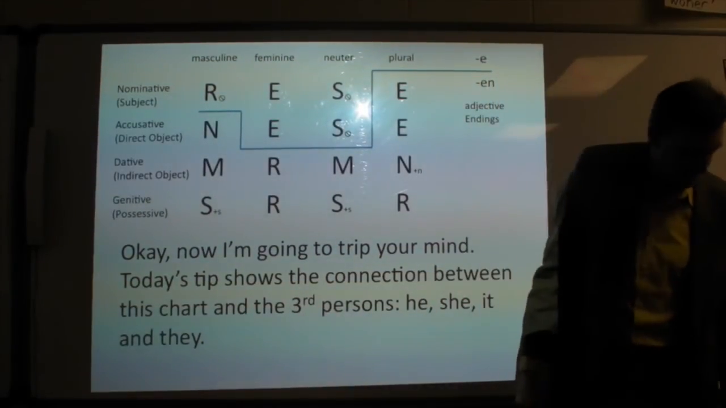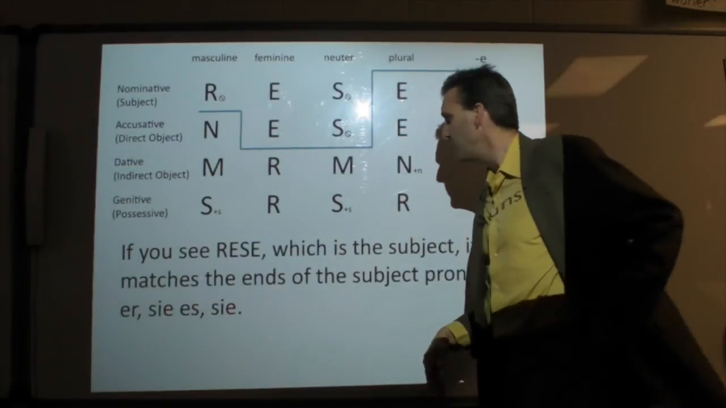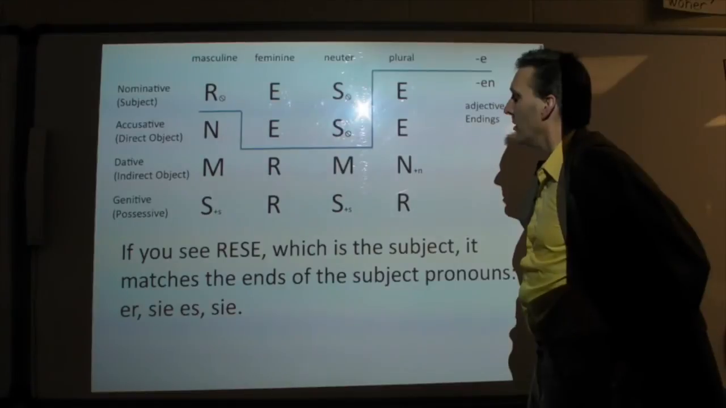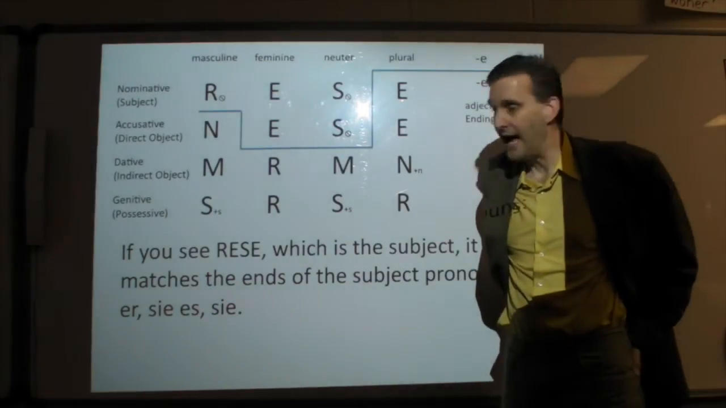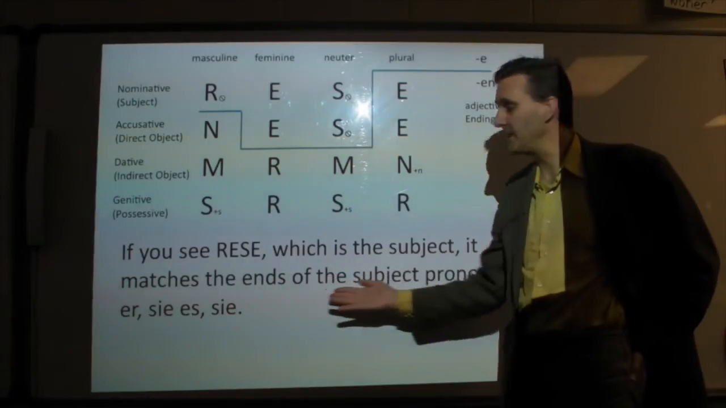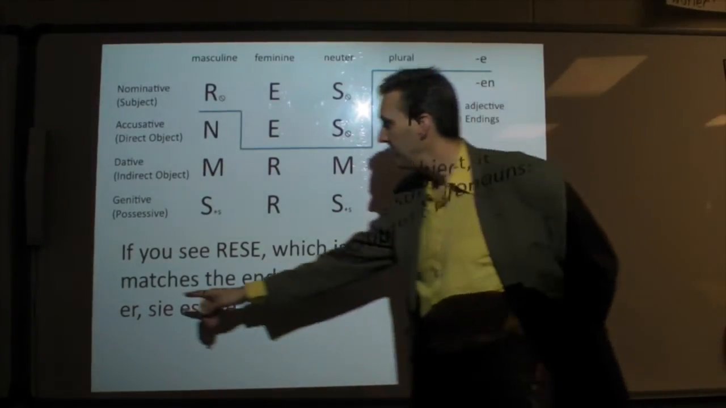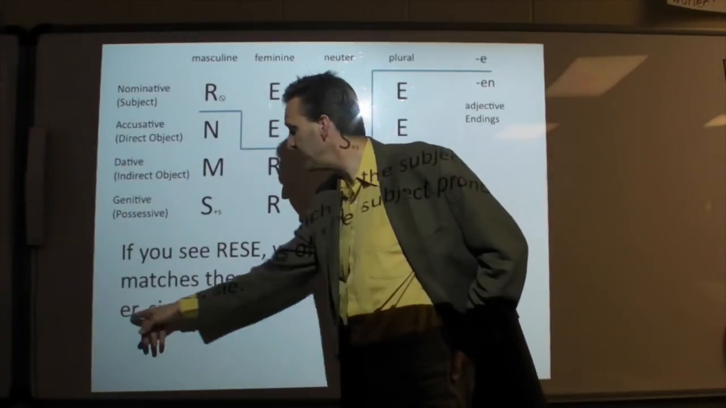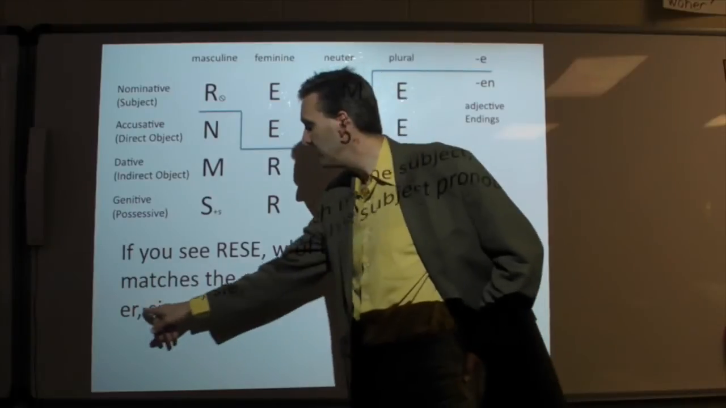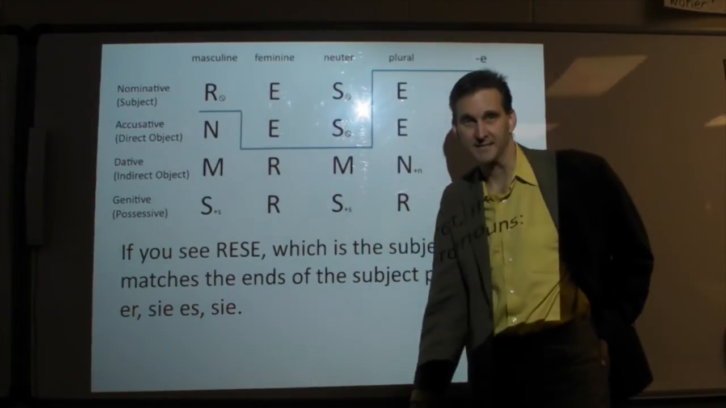Now, something that might really trip you out, okay? You see Reese here, alright? Which is the subject line. The Reese line actually matches perfectly with the ends of the subject pronouns. This is really going to trip you out, okay? Er, sie, es, and sie. He, she, it, and they. Notice the R-E-S-E. It matches right along with that.